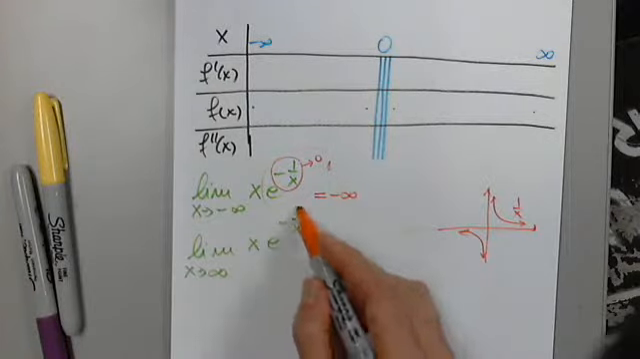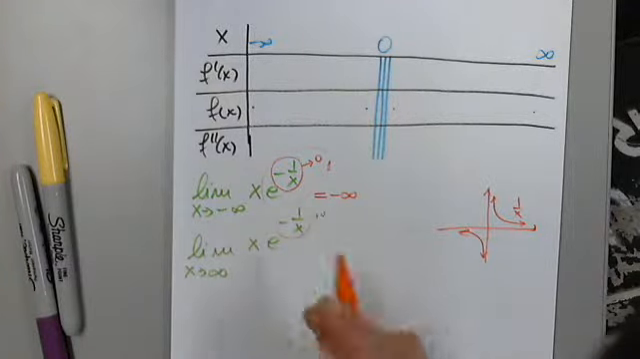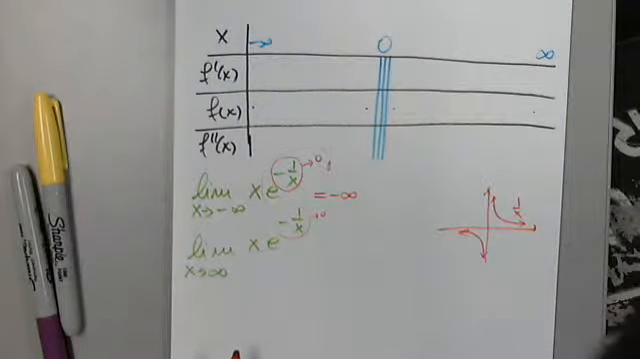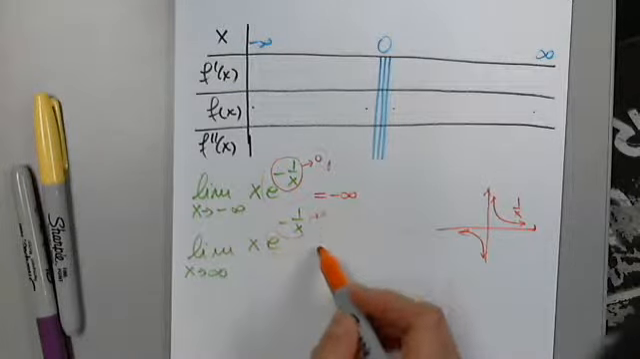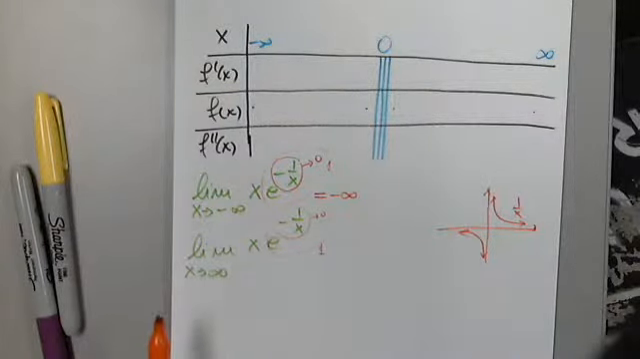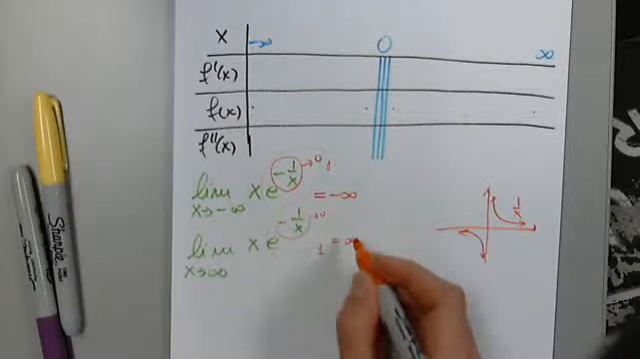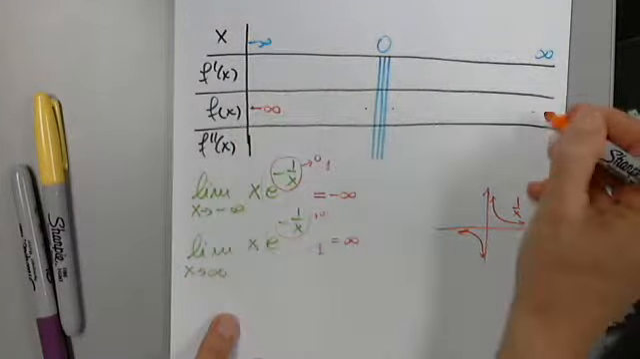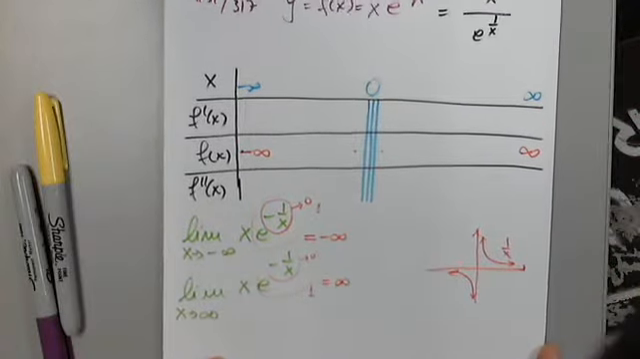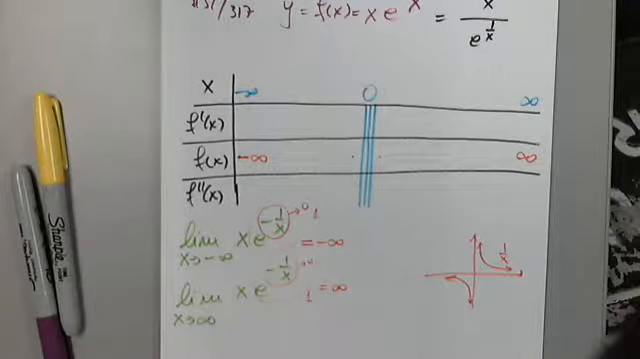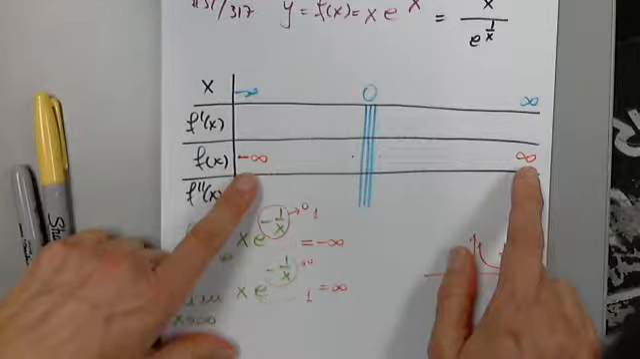The same idea, this approaches 0 as x approaches infinity. This approaches 1 because e to 0 is 1. And then infinity times 1 is infinity. So we have negative infinity here and infinity here. Is this okay so far? So that's the end behavior of the function. Obviously, no horizontal asymptotes for this function.